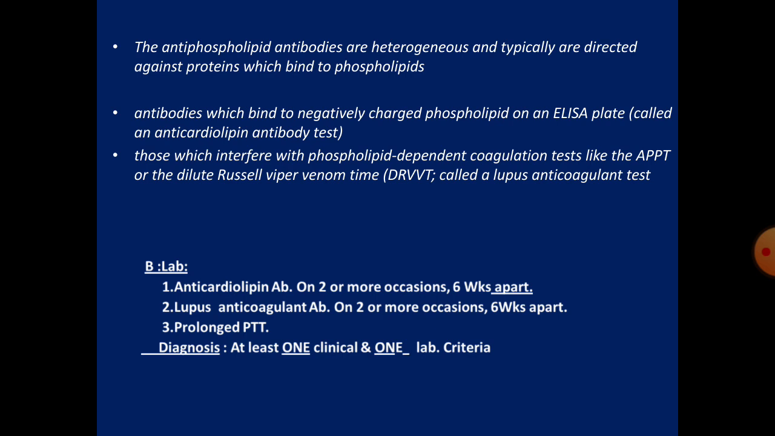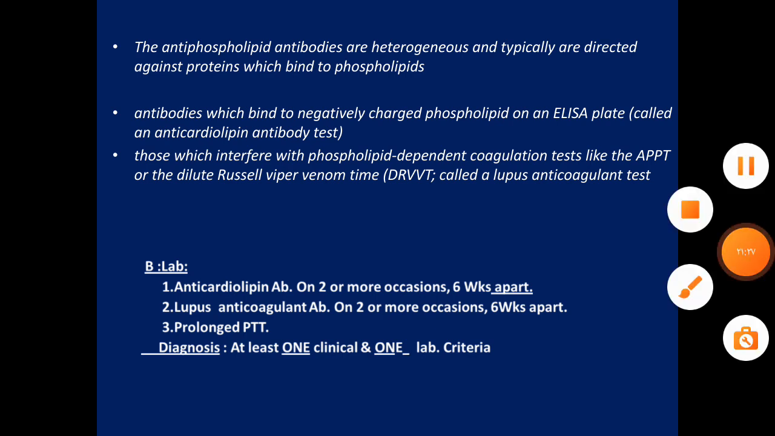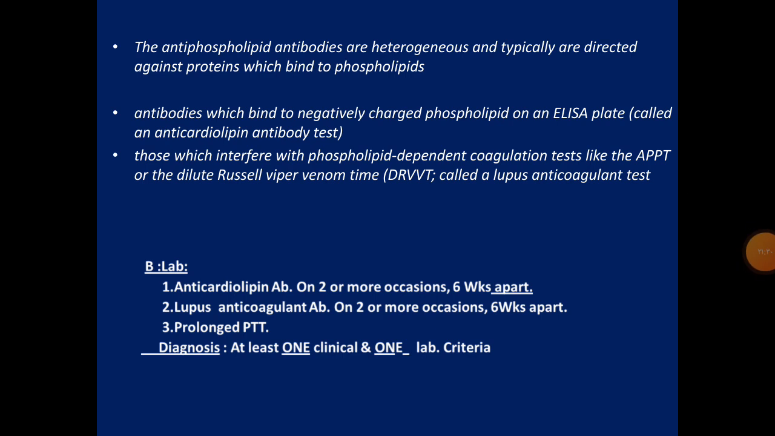The antiphospholipid antibodies are heterogeneous and typically are directed against a protein which binds to phospholipids. Antibodies which bind to negatively charged phospholipid on ELISA are called the anticardiolipin antibody test, while those which interfere with phospholipid-dependent coagulation tests, like the activated partial thromboplastin time or the dilute Russell's viper venom time, are called the lupus anticoagulant. So we have lupus anticoagulant and anticardiolipin antibody.